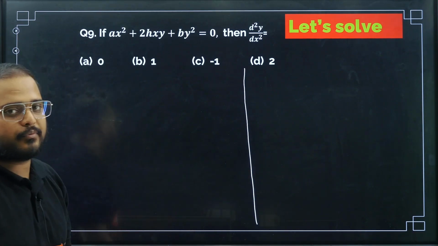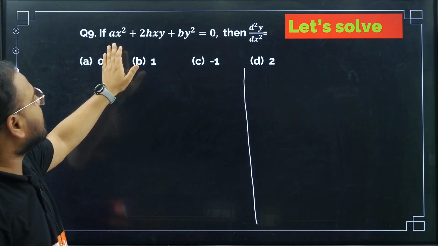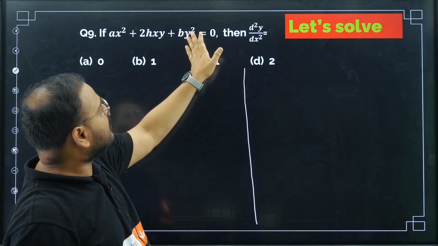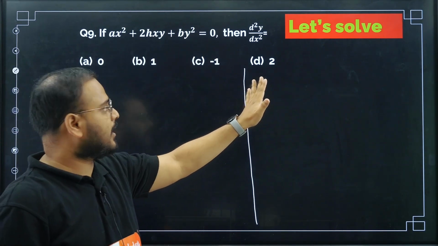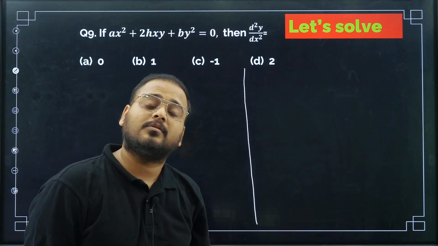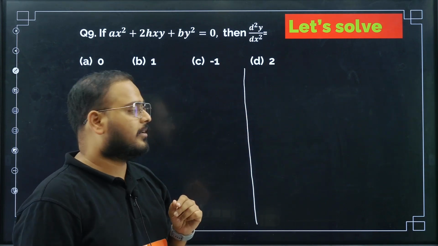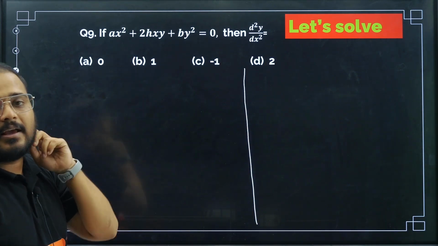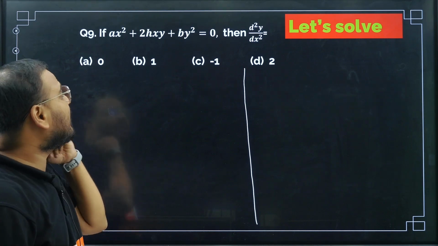This is a good question. You'll see. First you have ax square plus 2hxy plus by square equal to 0. They asked us to find what? Second order derivative. Again, what type of function is this? Implicit function, meaning I can't have just the value of y.